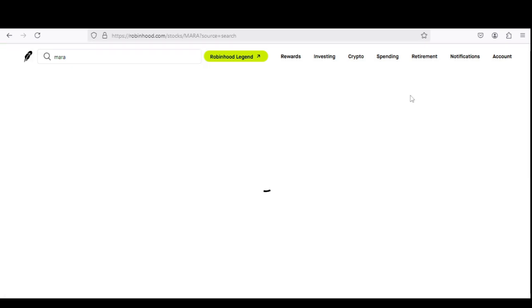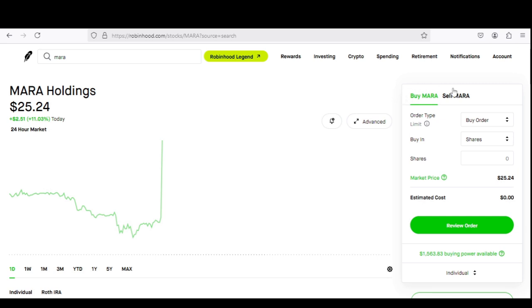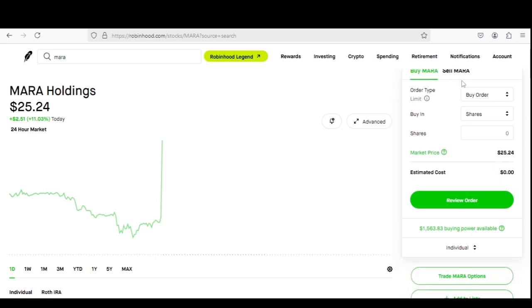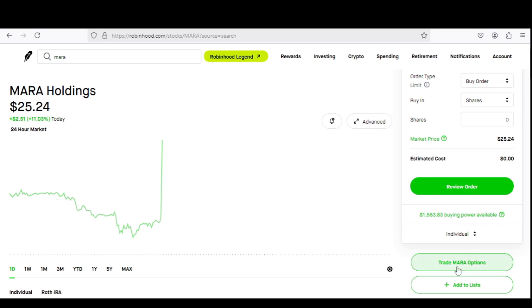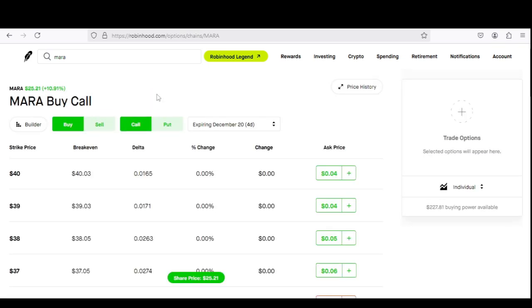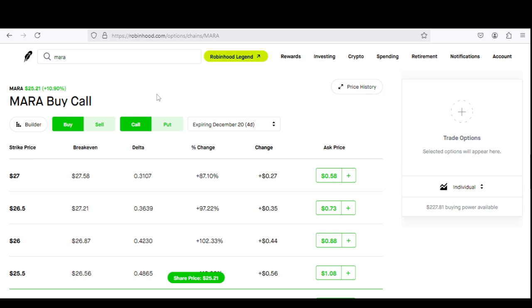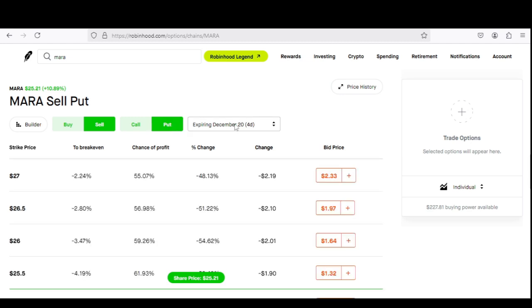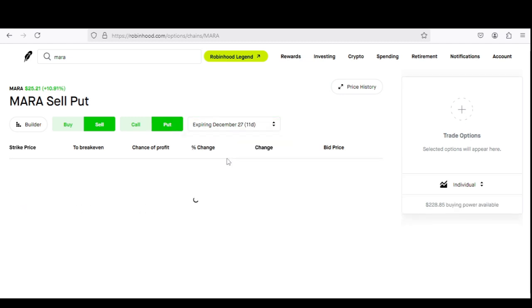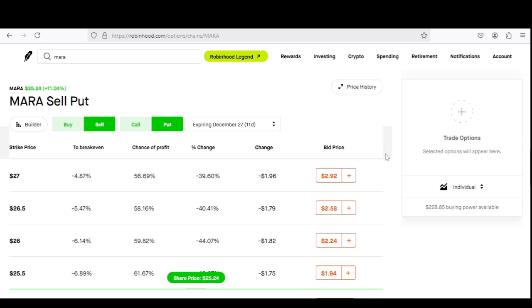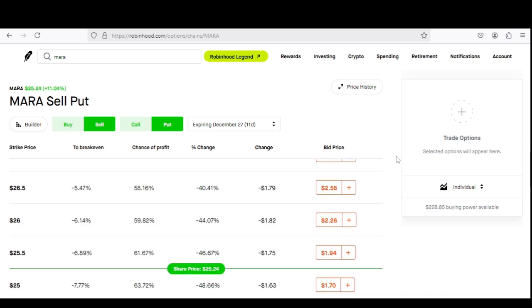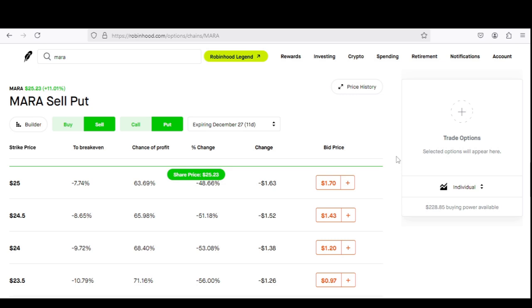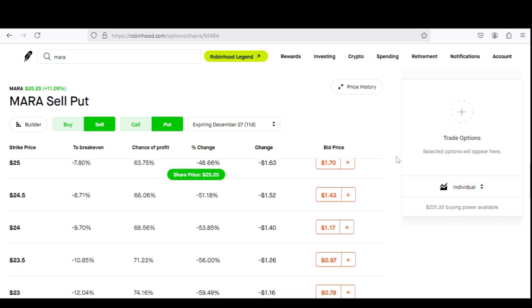Okay, so the strategy on MARA is going to be different. So once again, we're going to open up the options chain. So let's go to trade MARA options. So now the option chain is open. Remember, this one is going to be a different strategy. So I would go to sell and also to put. And then I'm going to go to a strike date of just, let's do December 27th. And then once again, I'm going to choose my strike price below the current share price. Now I will be going with, let's do the 23.5 strike price.